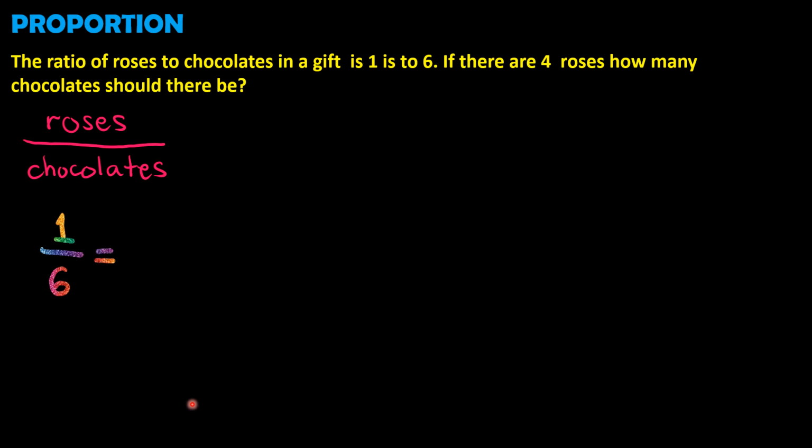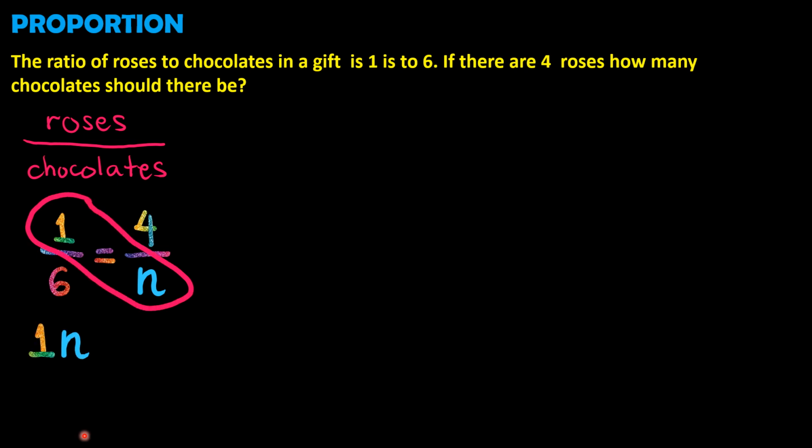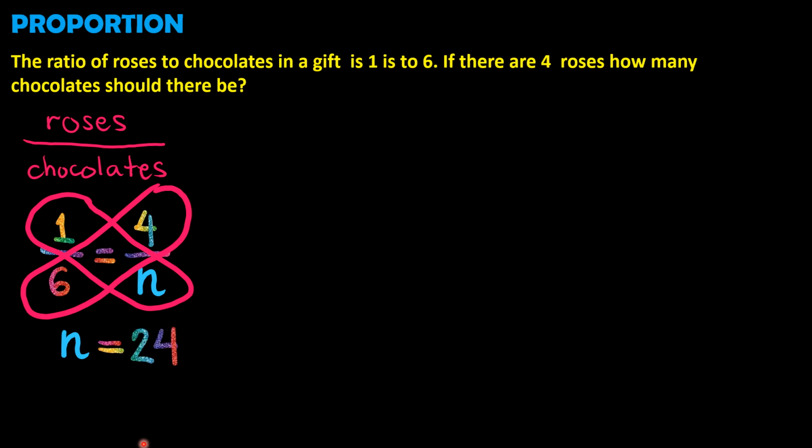And then the question is if there are 4 roses. So we know that there are 4 roses. The question is how many chocolates should there be? That is the question, so we're going to use the variable n. So we proceed with cross multiplication. 1 times n is 1n, but since our numerical coefficient is 1, we can simply write n. And then 6 times 4, that is 24.